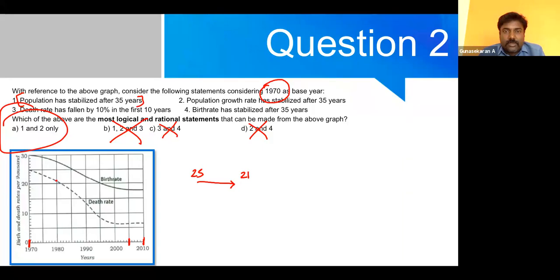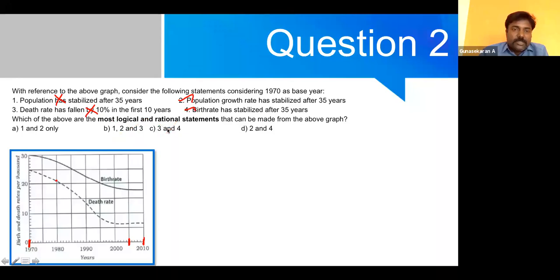Sorry, sir. 1 and 2. One is false. Population is not stabilized. Population growth rate only stabilized. 1 is wrong. 2 is right. 3 is also wrong. 4 is right.